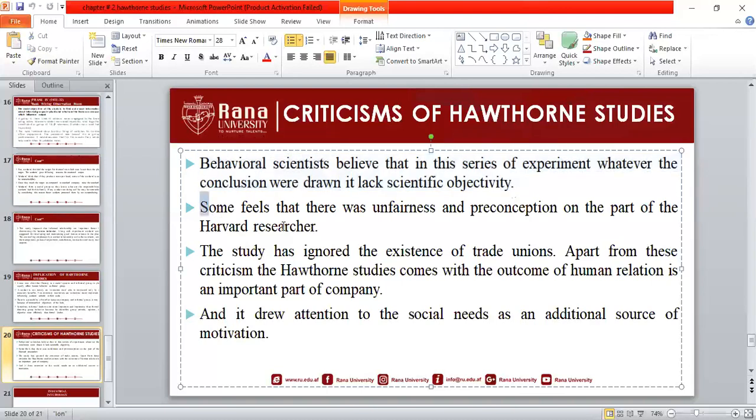Now another: some people feel that there was unfairness and perception on the part of the Harvard researchers. What is unfairness? Because this research was conducted by Harvard researchers, they believe Harvard wants to bring the researcher forward. That was the assumption of the others.